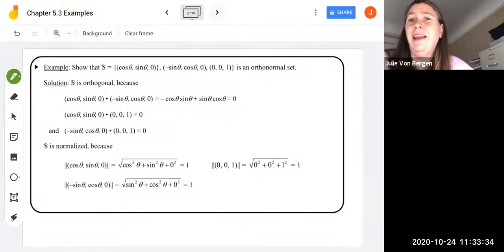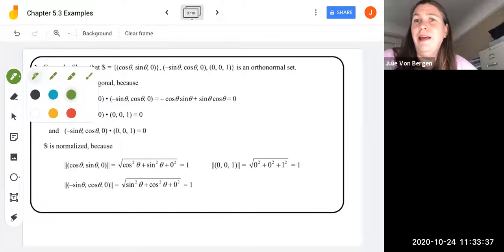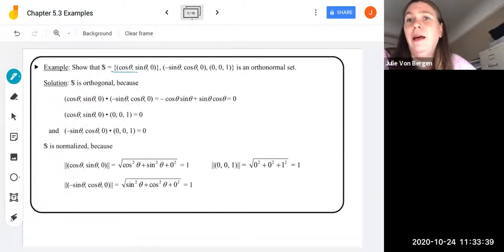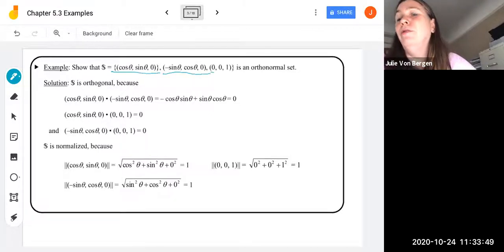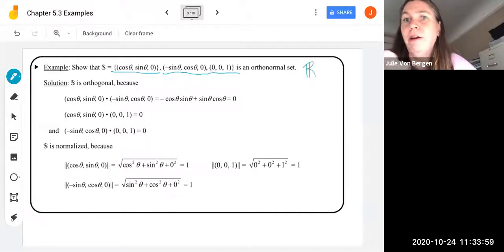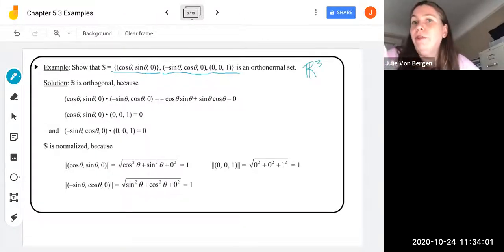So let's take a look at an example. We're going to use S here. S is going to be the set of vectors (cos theta, sine theta, 0), (negative sine theta, cosine theta, 0), and (0, 0, 1), which is what we think of as E3 in R3. And we're going to show that it's an orthonormal set. So we are in R3 here, and we're going to use the dot product. Our first calculation is to take (cos theta, sine theta, 0), the first vector, dot it with the second vector, (negative sine theta, cos theta, 0).